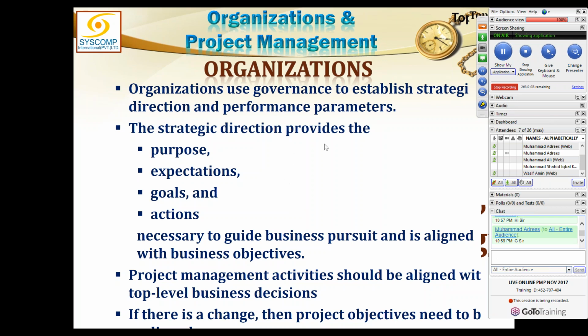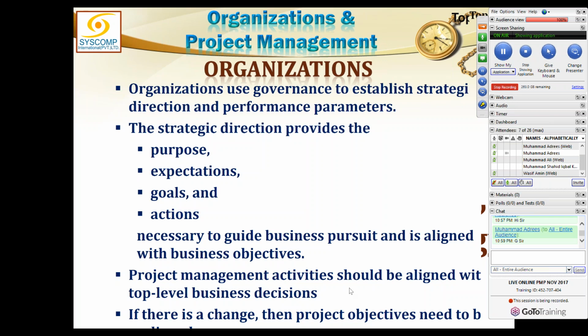The strategic direction provides the purpose, expectations, goals, and actions necessary to guide business pursuit and is aligned with business objectives. So whatever the governance structure is, that is in alignment with the organizational goals and objectives, and we are pursuing the strategic direction of the organization. So our governance structure should be such which should ensure good governance towards that direction.